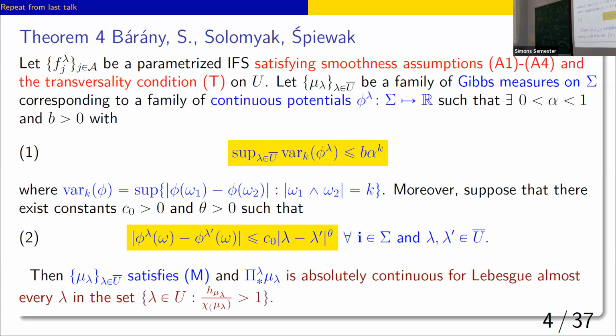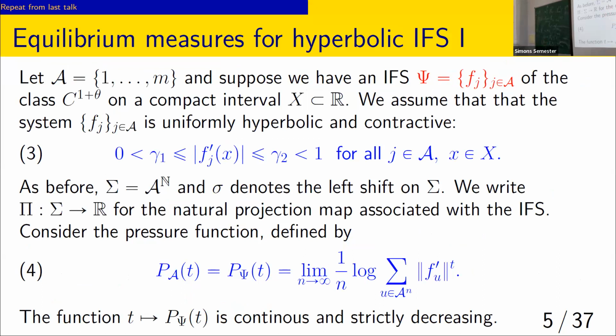Then what happens is that for almost all choices of lambda, whenever the ratio of entropy over Lyapunov exponent is bigger than one, then this push-forward measure is absolutely continuous. This was Theorem 4, and we will come back to this theorem later. I would just like to speak a little bit about similar things. I am not going to introduce a new theorem, just make a little summary in a special case.